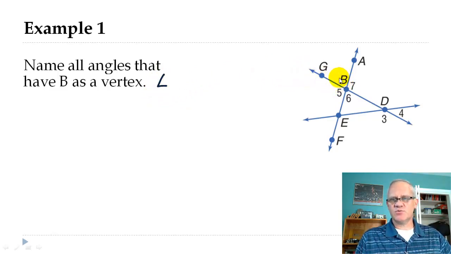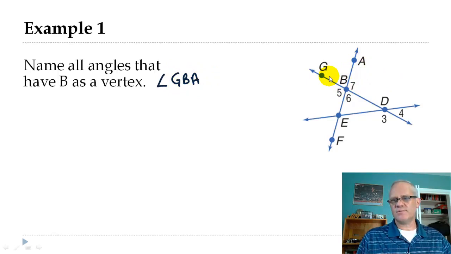So if I'm going to do this one up here, I could call it G, B, A. I'm going from G to B and then to A. So I could call this GBA. I could also call it angle ABG. That would be the same thing. So that's this angle up here. These other angles, notice they have a 5, a 6, and a 7. I could just call them angle 5, angle 6, angle 7, and be done with it.